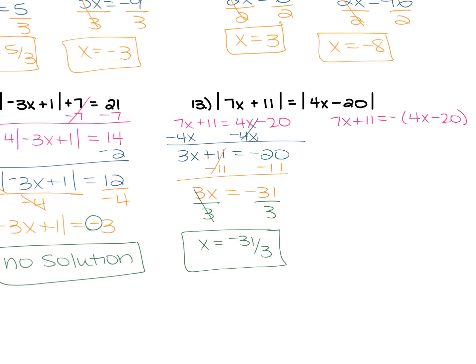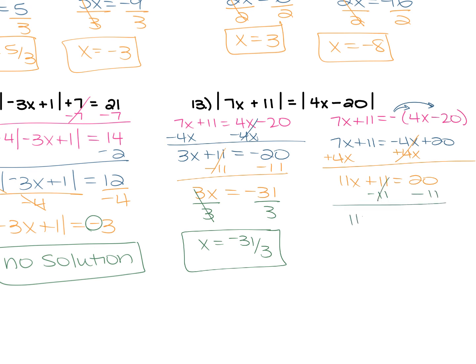For the one on the right, distribute your negative on the right side. You get 7x plus 11 is equal to negative 4x plus 20. From there, I'm going to move the 4x over by adding it to both sides. So that's going to give us 11x plus 11 is equal to 20. We're going to subtract the 11 from both sides, and that's 11x is equal to 9. Then divide each side by the 11, and you have that x is 9 over 11.